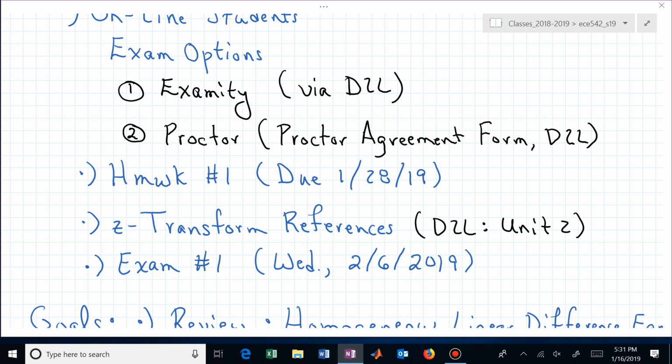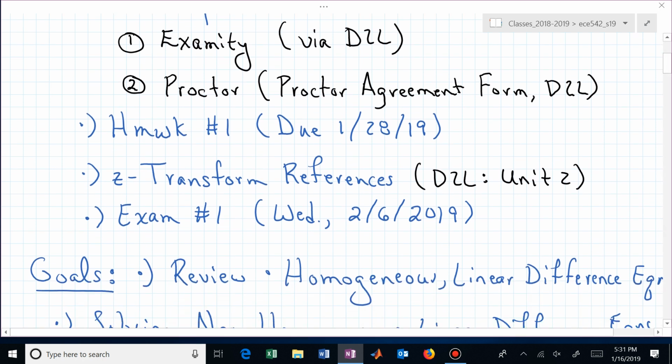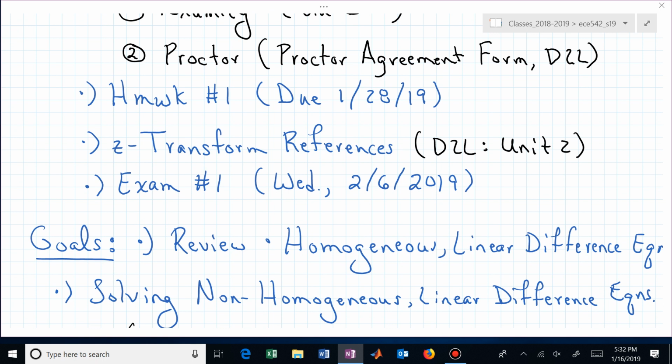It's just that they can submit their exams in a particular 24-hour window, but they only have the same length of time that you have, which in this class will be 75 minutes. Our exams will be the entire period that we have here. To get you ready for the exams, homework number 1 is due on the 28th of January. There is now Z-transform material or references in Unit 2 on D2L, and you can start looking at those. That will actually be what we start talking about in Unit 2 as Z-transforms, and our exam will occur on Wednesday, the 6th of February, and that will be on us before we know it.